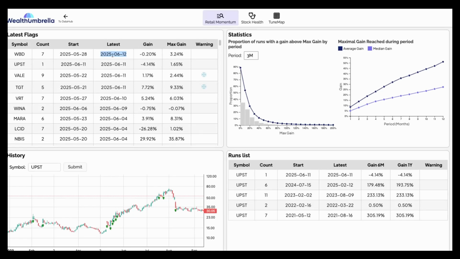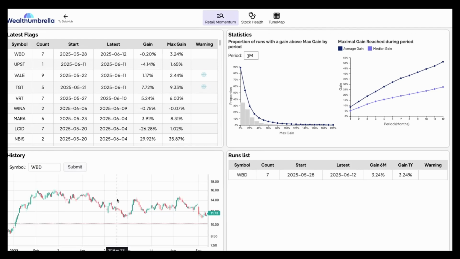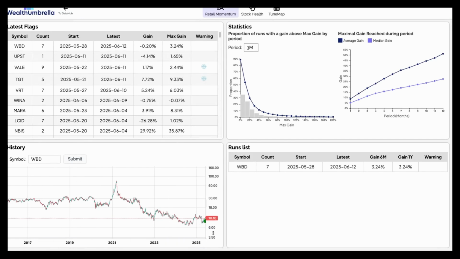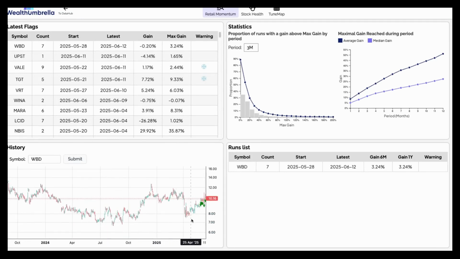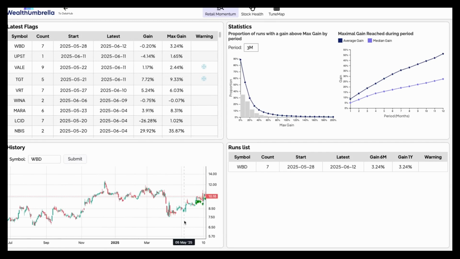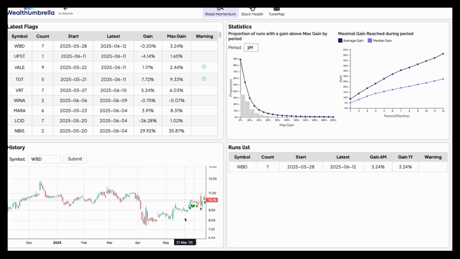So for example, yesterday, because we only have the data the next morning, we have seen that WBD flagged for the 7th time since May 28th. If we look at WBD, in this case it's the first run since its IPO, or since we have data. The data set goes back up until 2016, I think. As we may see, WBD flagged a whole bunch of times in the short term.